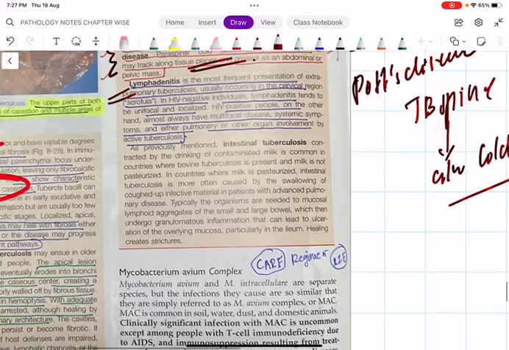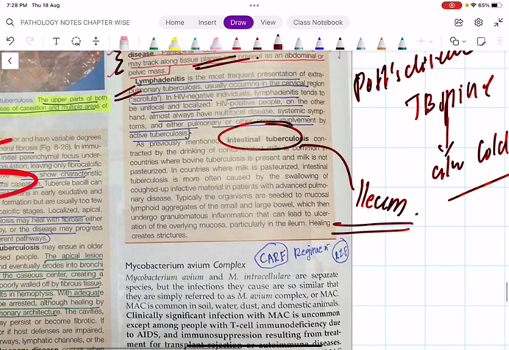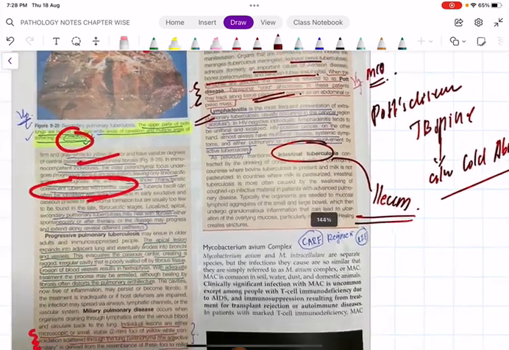Then intestinal tuberculosis. Remember, it is most common in which region of the intestine? Terminal ileum. What is the reason? It has Peyer's patches. That's the reason. So these are some of the important points.